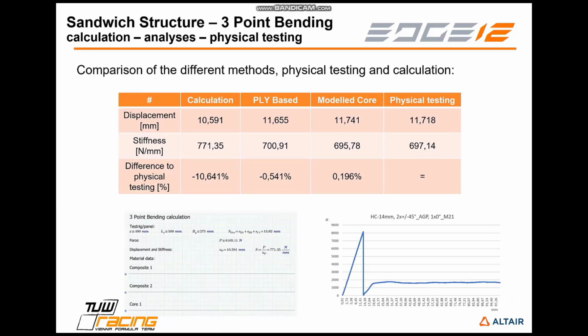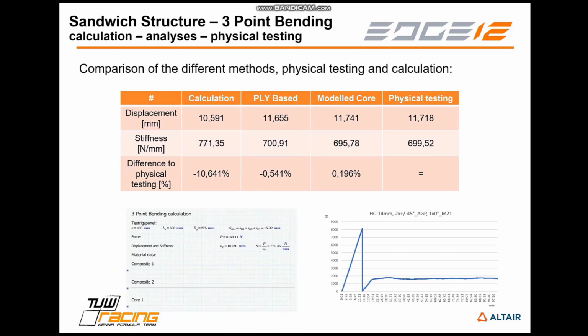But last not least, a comparison of different methods: the calculation and ply-based simulations are a bit more stiff than the physical test, but you can see a good correlation between the ply-based simulation and physical test already, and we could further improve the correlation between the modeled core and physical testing. Keep in mind that the testing rig also has a stiffness, so the results from the tests aren't necessarily the results that we are looking for. We need to subtract the stiffness of the testing rig from the results as well.